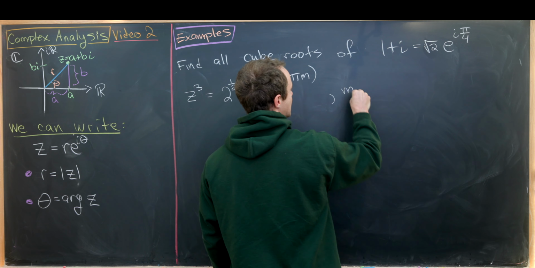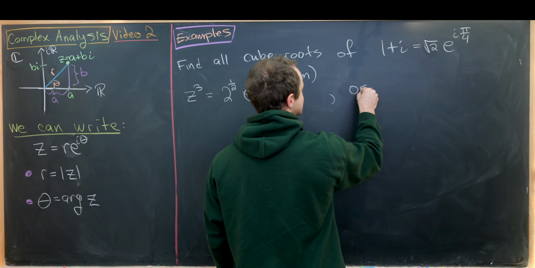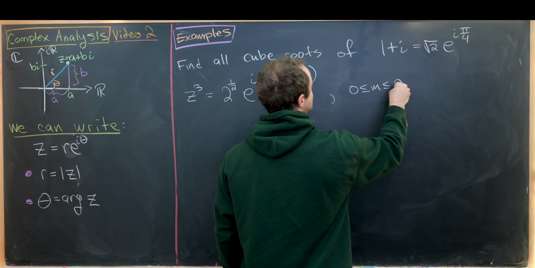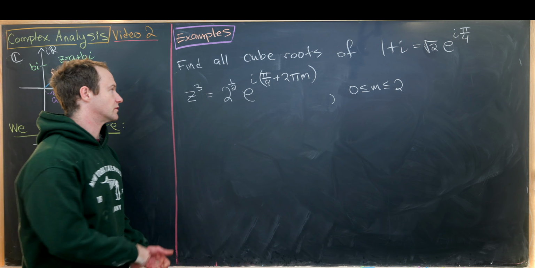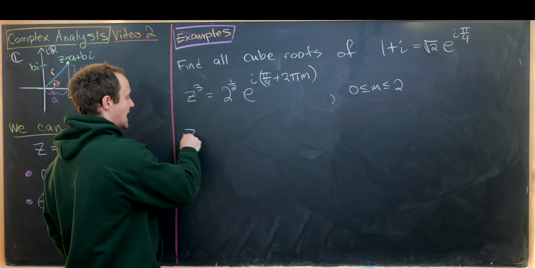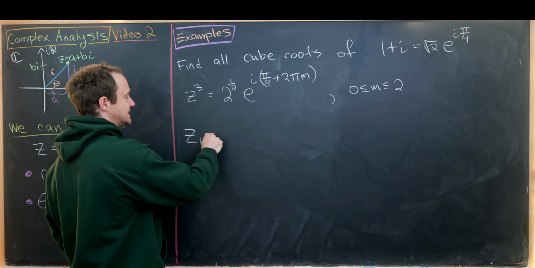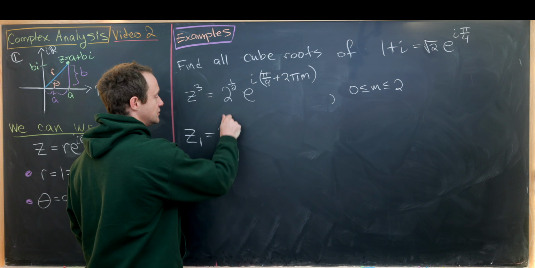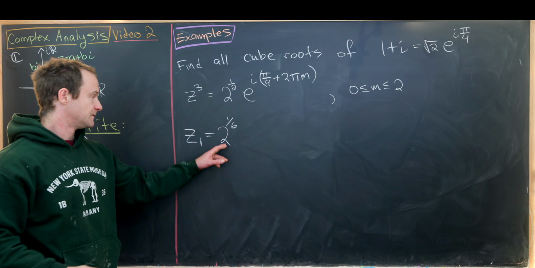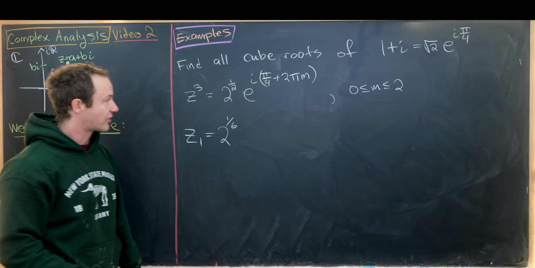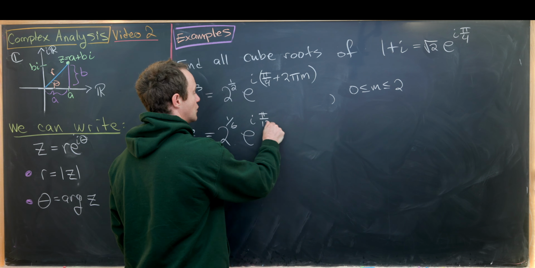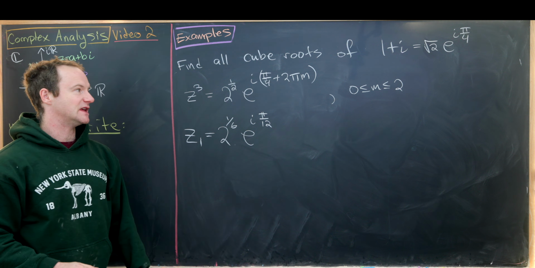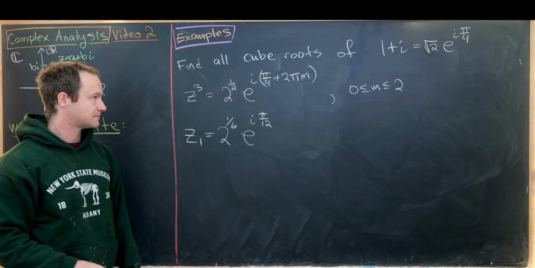And here m is going to go between 0 and 2 because we want 3 roots given that this is a cube root. Okay, so that means we have 3 roots. I'll call the first one z1. That will be 2 to the 1/6, so that'll be 1/2 divided by 3. And then we'll have e to the i pi over 12. So that would be the m equals 0 case.